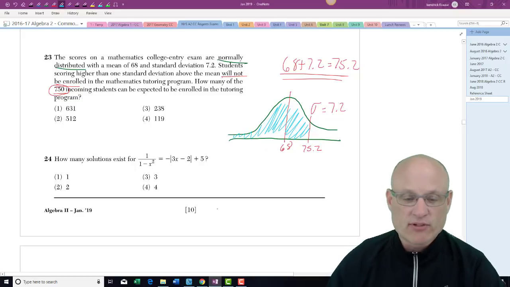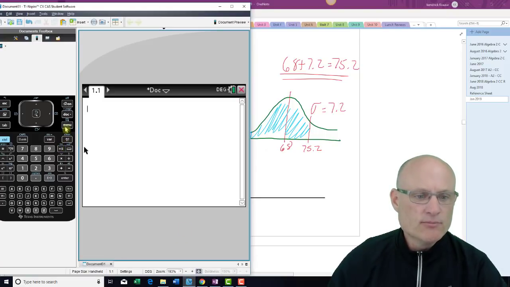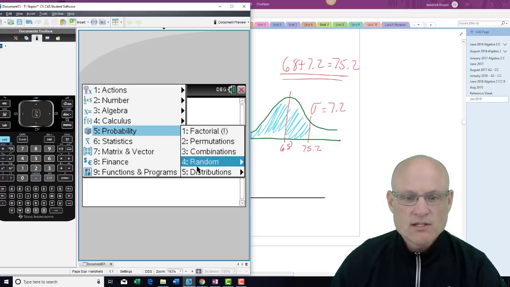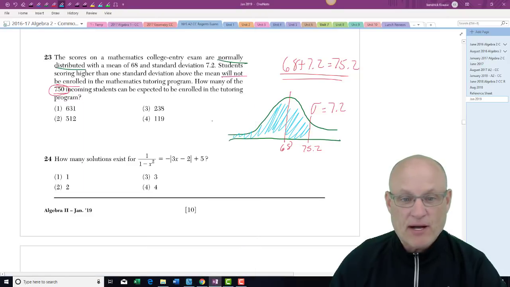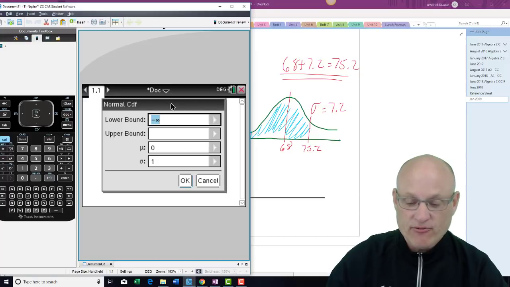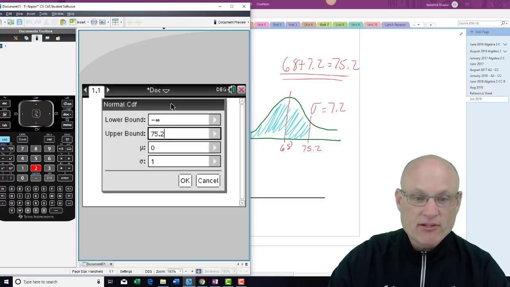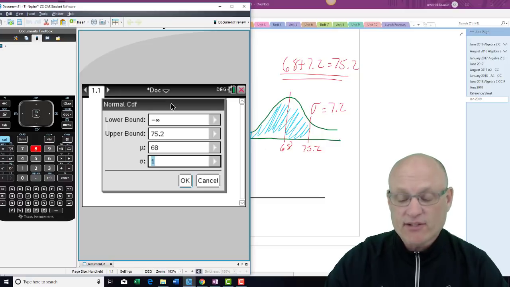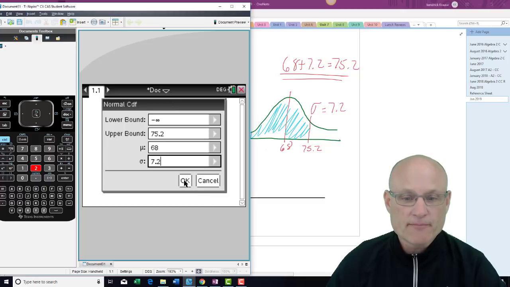So this is a relatively straightforward question. You grab your calculator and you do menu, then statistics, probability, distributions, and normal CDF. Now the left bound, according to our graph, is way down here at negative infinity. So my calculator says negative infinity. Whatever yours has in it is probably negative infinity. The upper bound is going to be 75.2. The mean is 68, and the standard deviation is 7.2. So we just click OK.